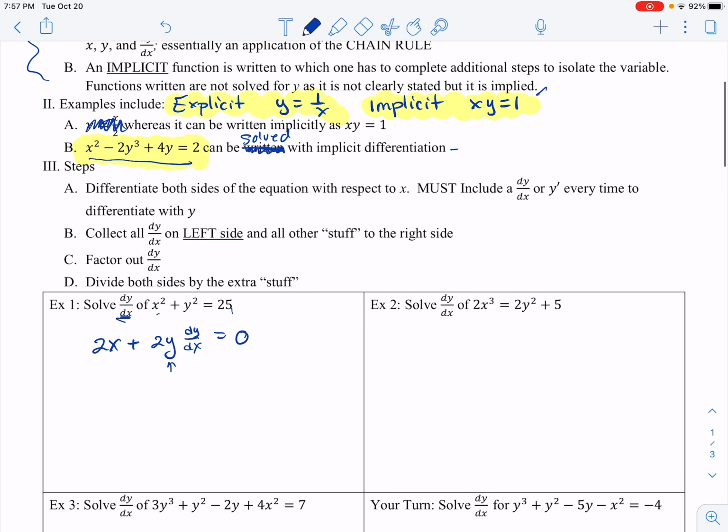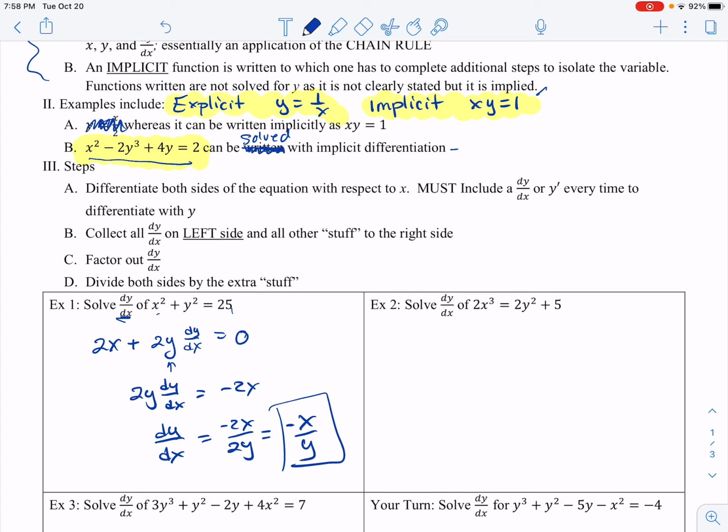So you subtract your 2x from both sides. And then you divide by 2y. So you get negative x over y. That's the derivative. Okay, your derivative is defined in terms of x and y. Do it again. See, we don't have to solve the equation for y. We're going to differentiate implicitly.